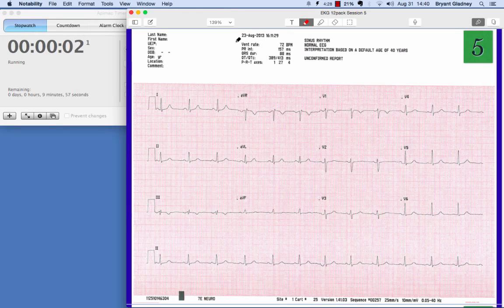Number 5, rate is 72. Very regular, nice and regular. No drop beats, all the P waves conduct. Nothing to worry about there.